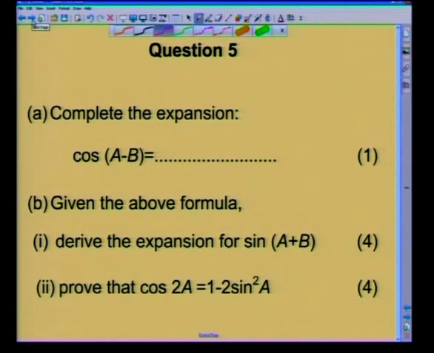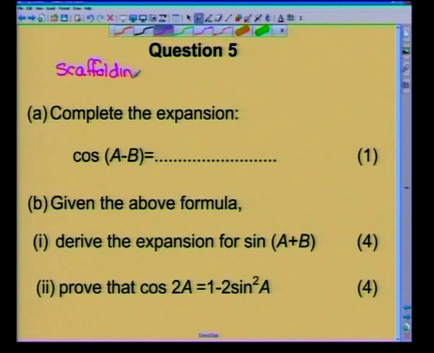Now, of course, as all maths goes, we always try to complicate issues a little bit by building on questions. The reason we do this is called scaffolding. And the reason we do this is we're trying to help you. Instead of just giving you the last question and saying, just work it out, we try to give you parts to help you to understand. Now, in this question, they are asking you to complete an expansion, which of course you have on the formula sheet. Then they're asking you to derive various other expansions, and to prove something new.